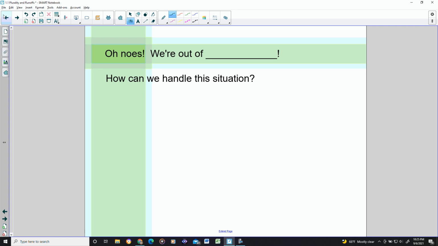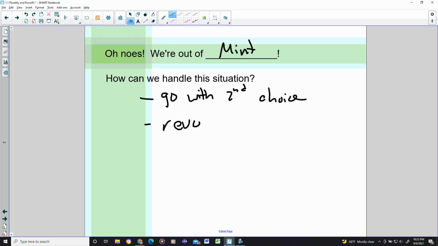Now let's go back here and let's say it turns out we go with mint, right? But they're out of mint. Okay, how do we handle this situation? Well, probably the easiest thing to do, we have 2 choices, right? We can either go with second choice. That's one option. Or another option that's a little bit costlier, you vote on remaining. Which is better? Well, depends on choices, right?